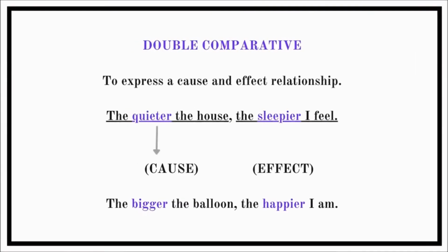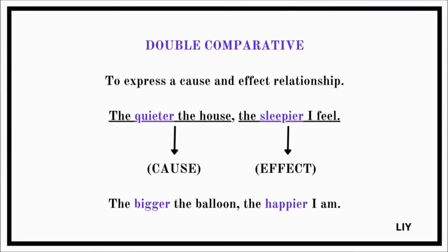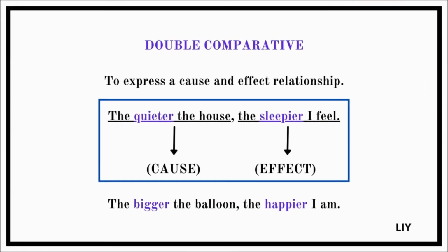The double comparative. The double comparative is used in those sentences which have a cause and effect relationship. The adjectives used in these sentences would be in the comparative form. If I say, the quieter the house, the sleepier I am. Here, quieter is the cause and sleepier is the effect. And these adjectives are in the comparative degree. Therefore, this sentence has a cause and effect relationship which expresses a double comparative.